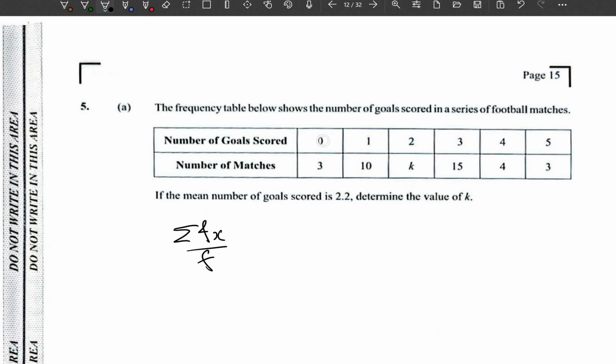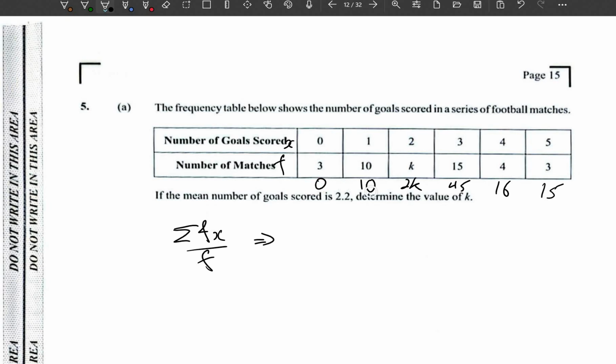So we see that 0 goals were scored in 3 matches. That means that's a total of 0 goals. Let's label this. So this is going to be x, and the number of matches would be f. Right, so if 1 goal was scored in 10 matches, that's a total of 10 goals. 3 goals in 15 matches, that's 45 goals. So let's fill out the rest of the table. 2 by k is 2k, 4 by 4 is 16, 5 by 3 is 15. Right, so let's add up all of these. That would be the summation of x multiplied by f.